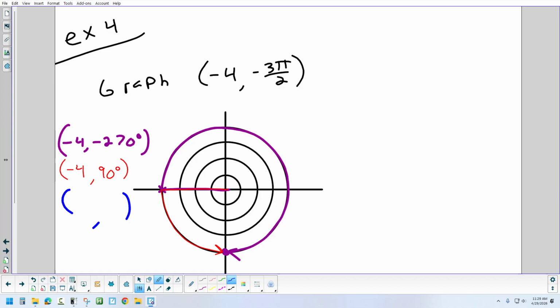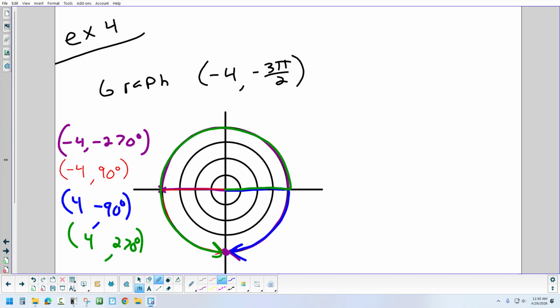How about another way? Yep. Could use positive 4 maybe. +4, -90. 1, 2, 3, 4. -90 brings you that way. Yep. And one more way. Yep. Both positive. Okay. And what would they be? Positive 4, positive 270. +4, 1, 2, 3, 4, +270. Just like that.